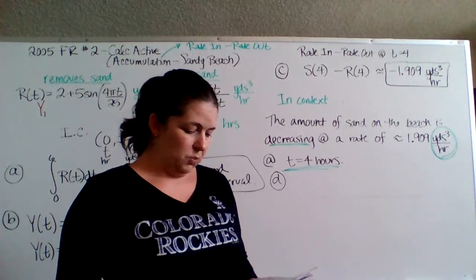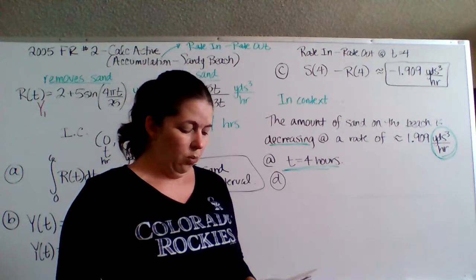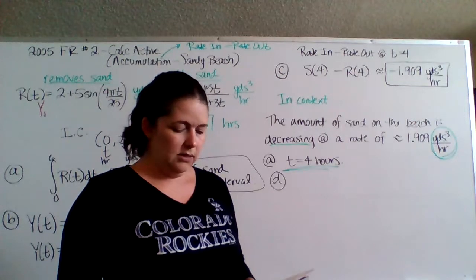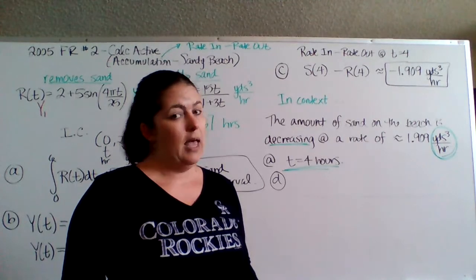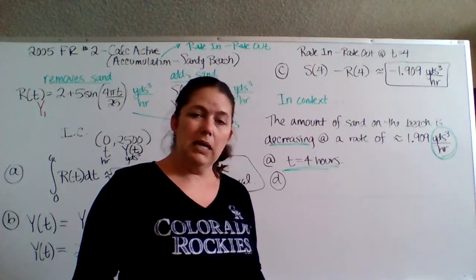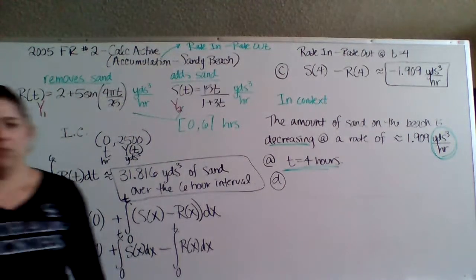So part D, last part, says for 0 less than or equal to t, which is less than or equal to 6, at what time t is the amount of sand on the beach a minimum, and what is the minimum value? Justify your answers. So if they're asking us at what time we reach a minimum, what's the minimum amount of sand, isn't that really asking for an absolute or a global minimum?